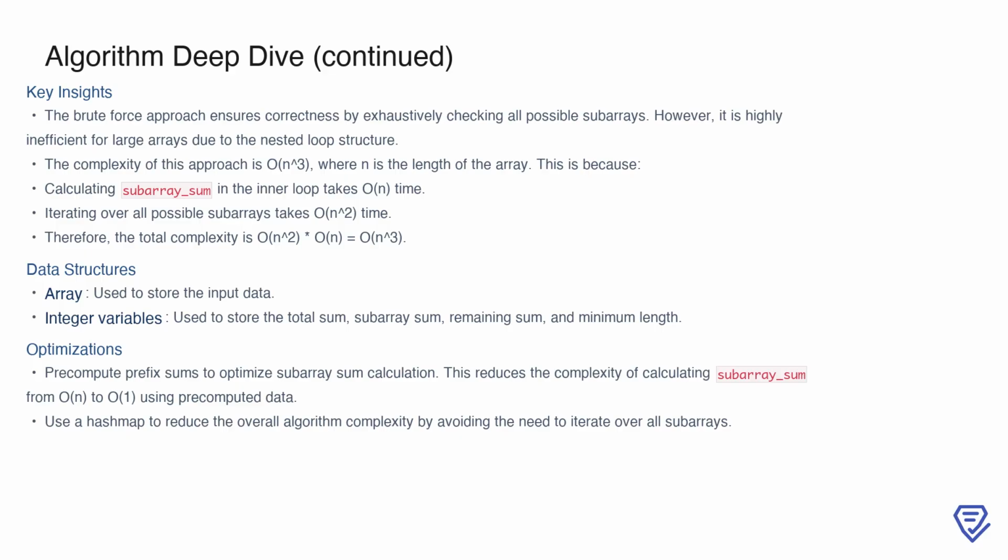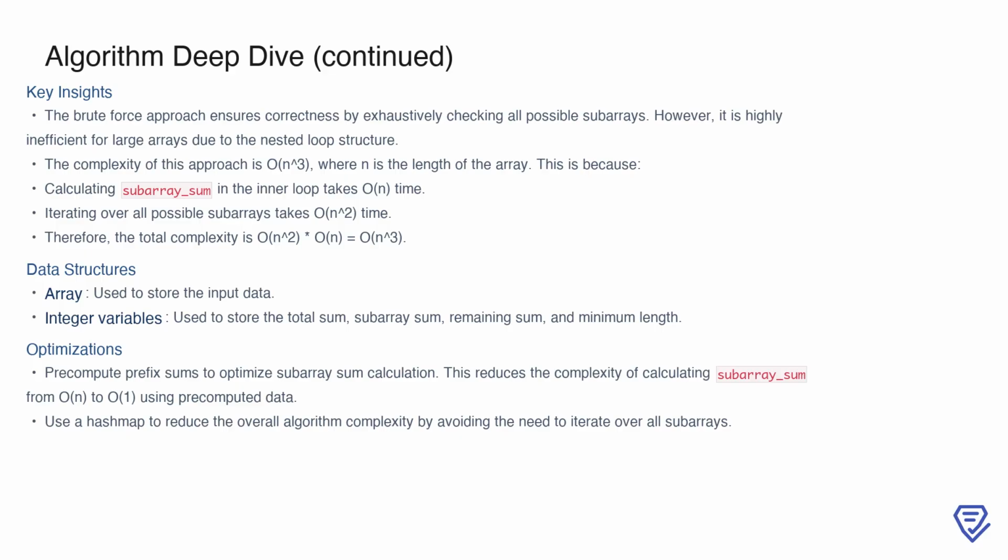This high complexity arises because calculating the sum of a subarray in the inner loop takes n time, and iterating over all possible subarrays involves n squared iterations. Combining these factors results in n squared asterisk n, which is n cubed. To address this inefficiency, we can leverage a few key optimizations.